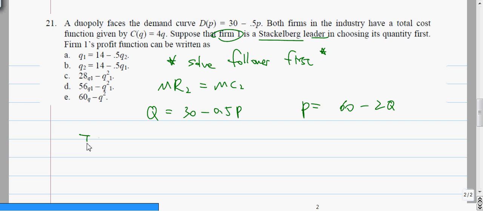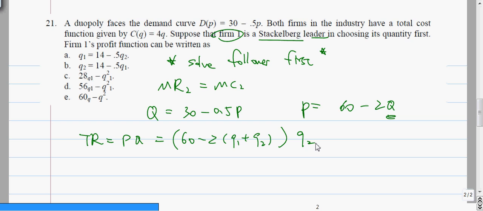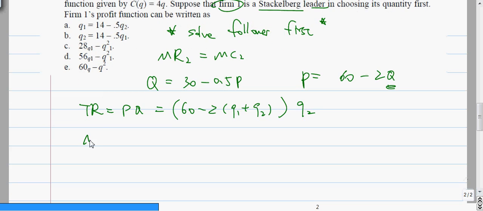So we have total revenue is P times Q, and P is that thing. P is 60 minus 2 times (Q1 plus Q2), because Q is the total output, so it's the sum of these two, multiplied by Q. So Q is Q2 here, because we are talking about firm 2. And so MR is the derivative. So we have 60 minus 2 Q1.